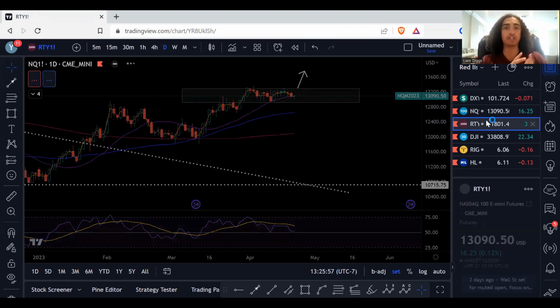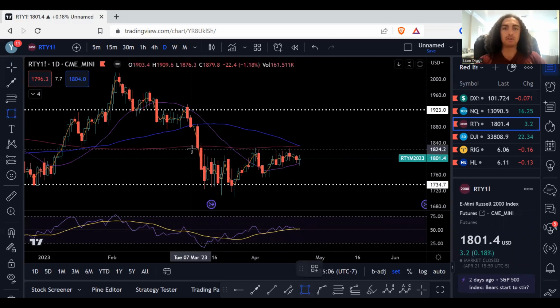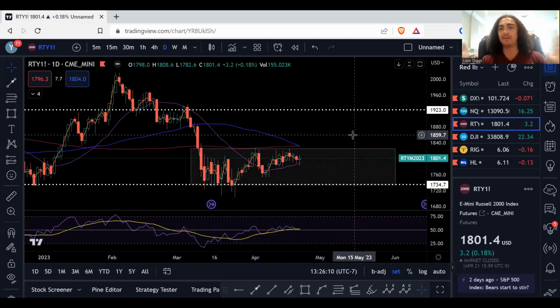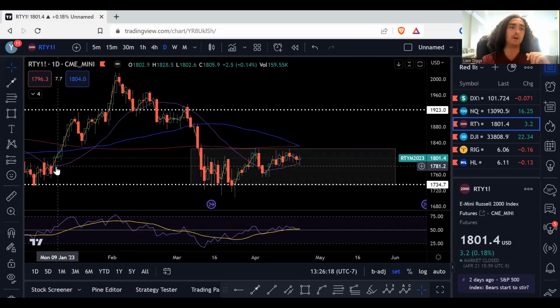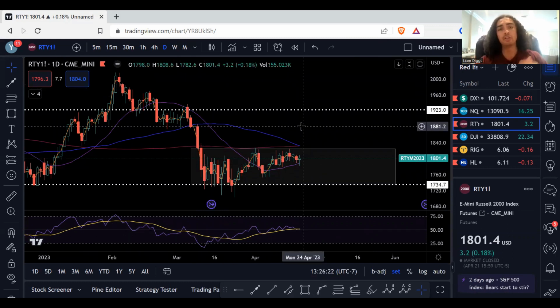Jumping over to the Russell, you can see kind of the same thing, range bound right about here. Pretty much just range bound. Seems like all our markets are kind of range bound, just moving sideways. You can see there's not really strong trending directions like you had back over here or earlier this year in January. So really just sideways action.